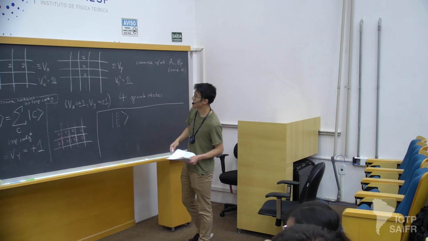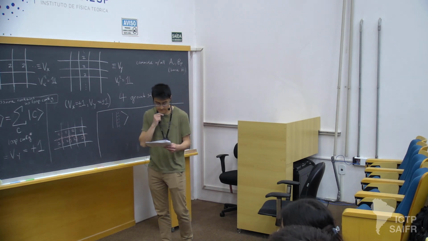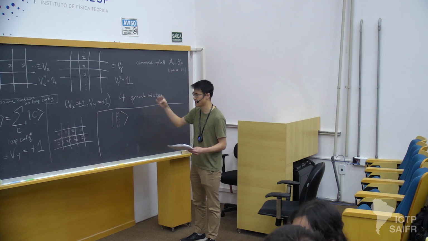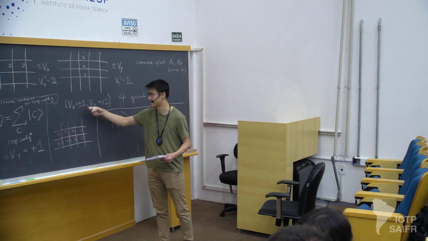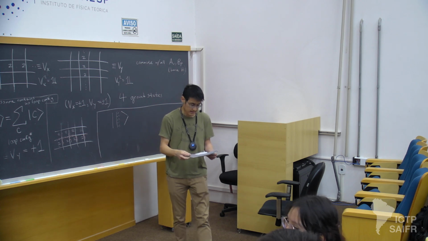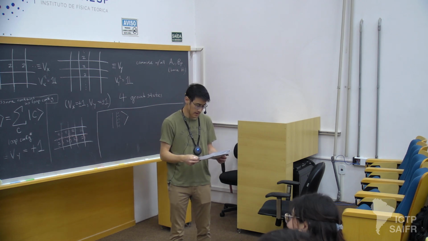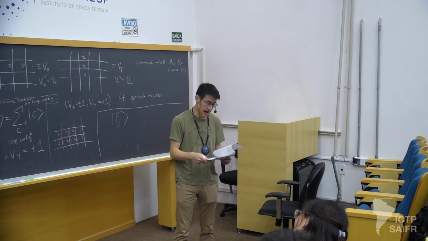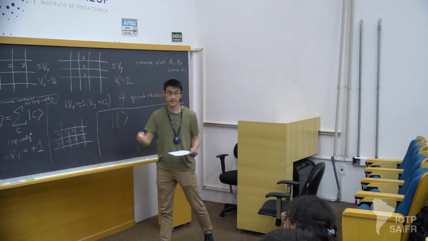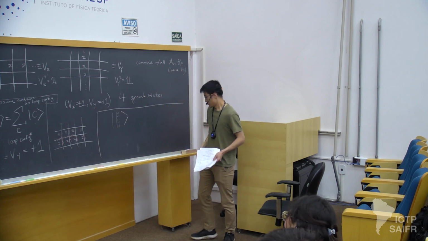Okay, so now we know that there are 4 degenerate ground states that are labeled by these non-local operators. And now let me just mention how we can go between these different ground states.